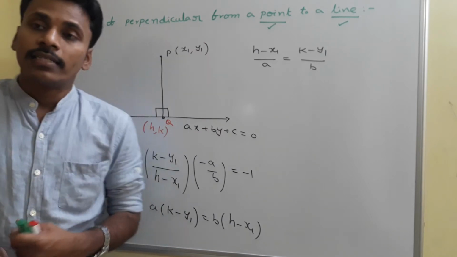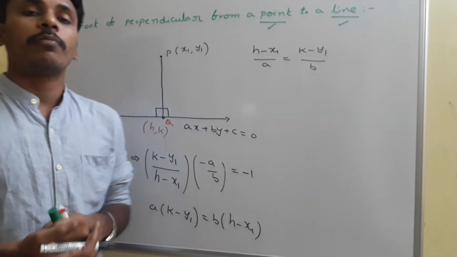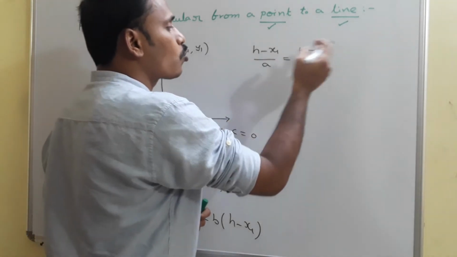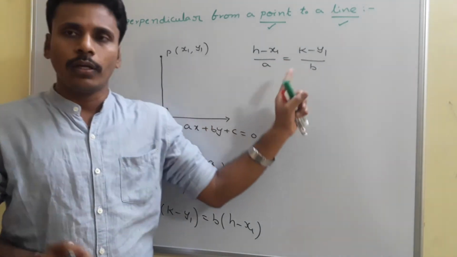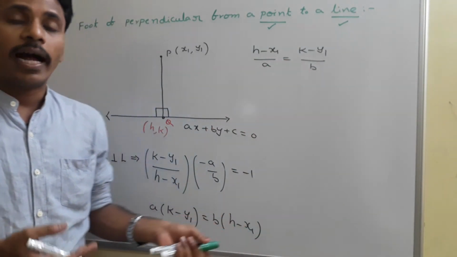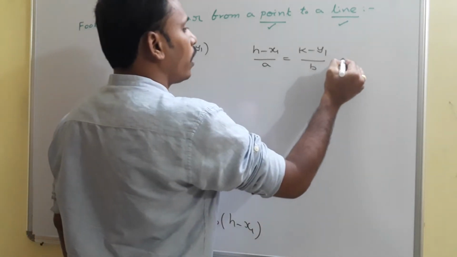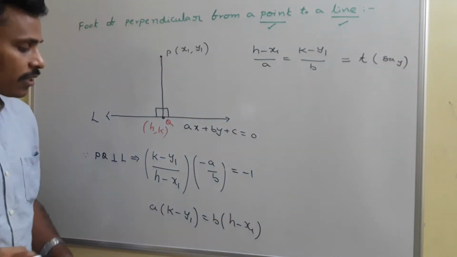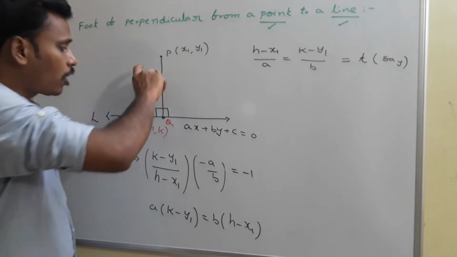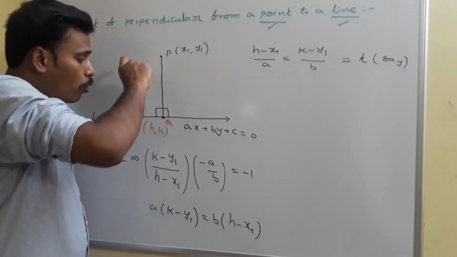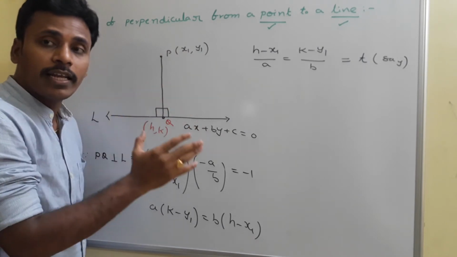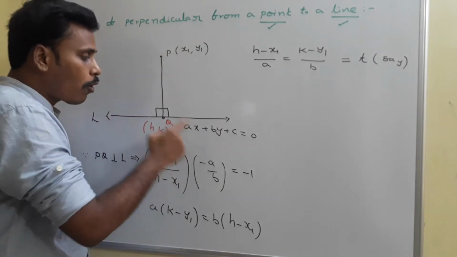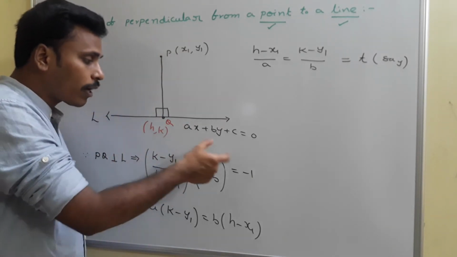Now I have a relation (h - x1)/a = (k - y1)/b, but I don't know whether these two are equal to any other number. These two are equal to some other number usually, and since we don't know that number, we just say it is equal to some t. Once again, let's look here. Since this PQ is perpendicular to the line, the slope of PQ times the slope of this line is minus 1. The slope of PQ is (k - y1)/(h - x1), the slope of this line is -a/b, and this product is minus 1.